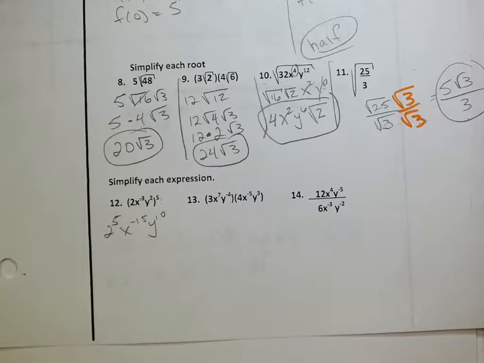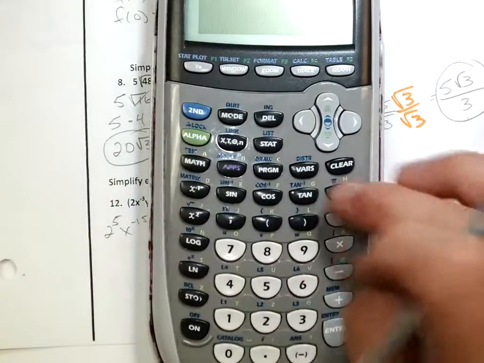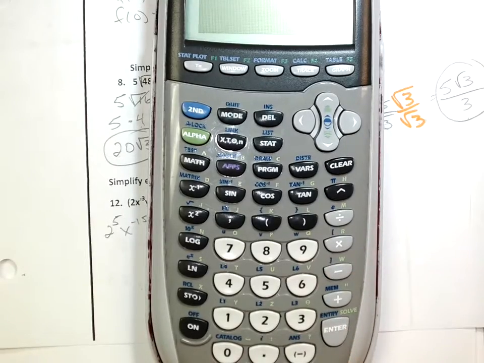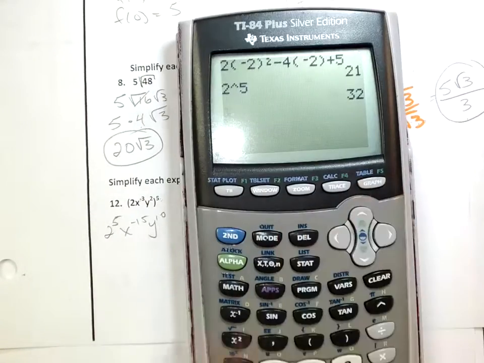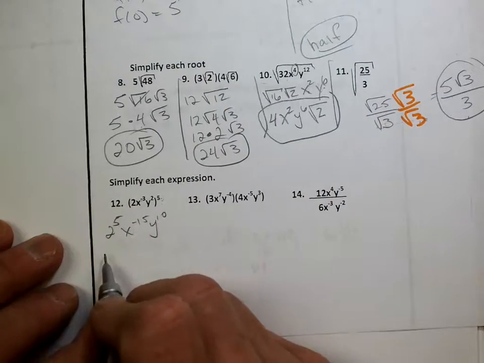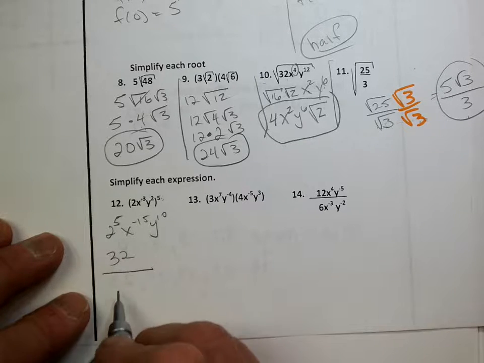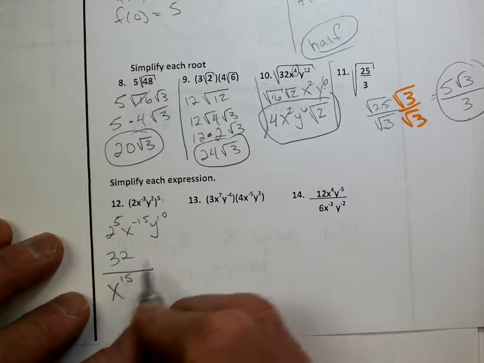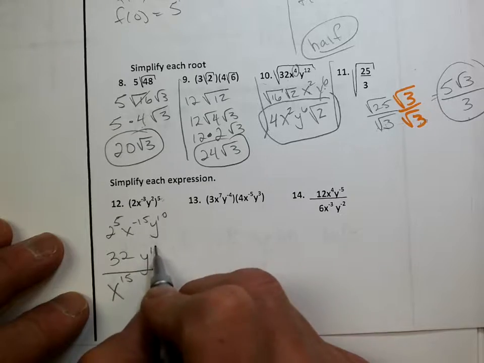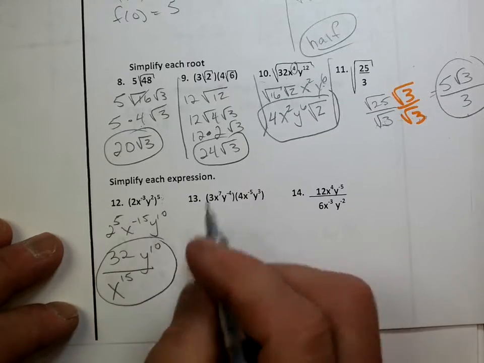And if you're not sure, you can always do that on your calculator also. You could do 2 to the 5th power, right? 32. Okay, so my whole number is 32. I'm going to bring the x to the 15 down, so next to the positive 15, and the y to the 10 stays on top.